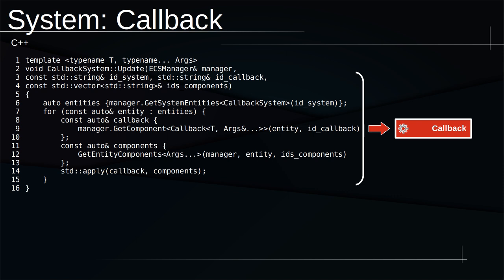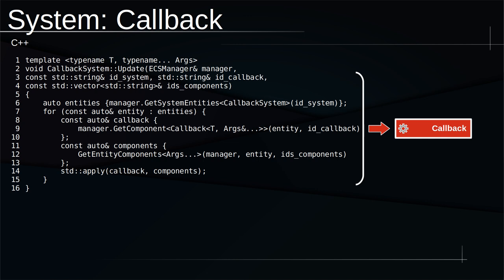Okay, now that we have our callback function and callback component defined, we need a system that will allow us to use the component's function to modify other entity components. As you can see on line 1, we're again using template parameters with the same names, t and args. Starting on line 2, we define the callback system's update function, which is what gets called every game loop. It receives a reference to the ECS manager and receives string IDs corresponding to the callback system, the callback component, and the other components on which we intend to operate.